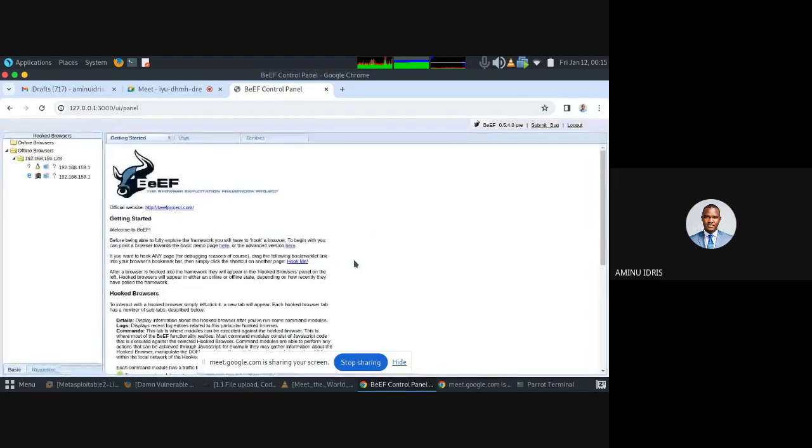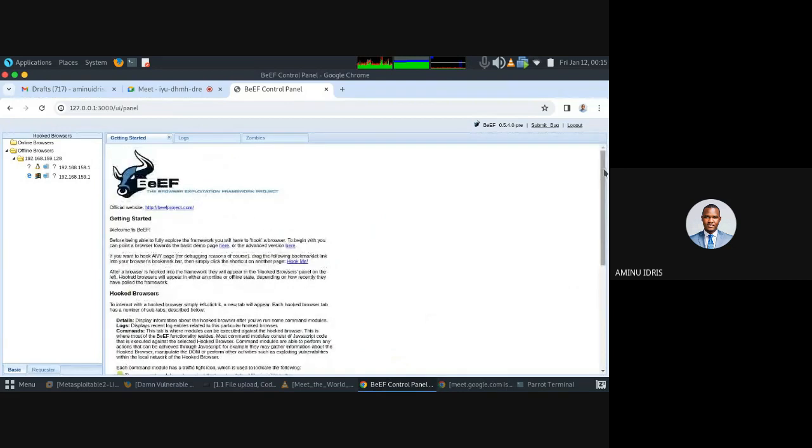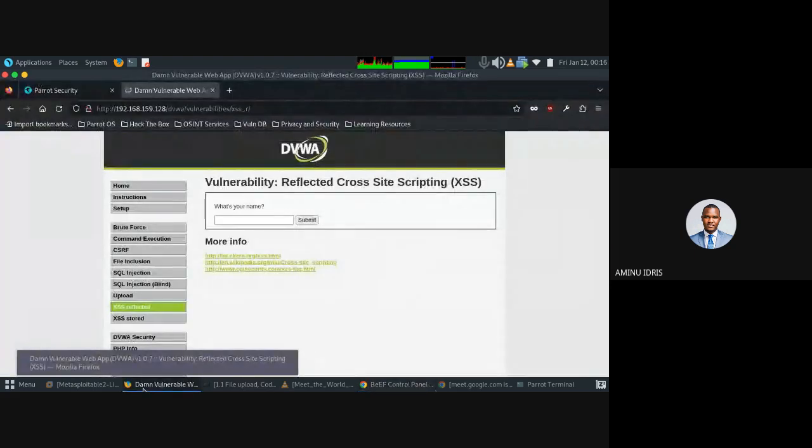So once it is open, and like I said, we are going to relate this to a cross-site security attack by injecting code that is going to allow us to hook into the browser and send malicious commands from there. So please pay attention to it. This is going to be the attacker's browser, and then I have another browser here using this damn vulnerable app, DVWA.